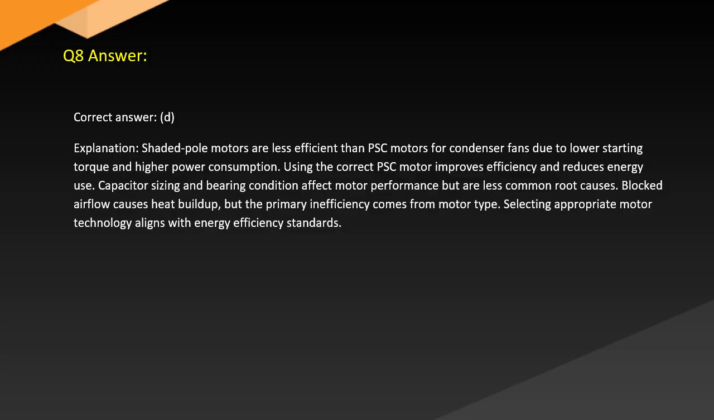Answer. Correct answer: D. Explanation. Shaded pole motors are less efficient than PSC motors for condenser fans due to lower starting torque and higher power consumption. Using the correct PSC motor improves efficiency and reduces energy use. Capacitor sizing and bearing condition affect motor performance but are less common root causes. Blocked airflow causes heat buildup, but the primary inefficiency comes from motor type. Selecting appropriate technology aligns with energy efficiency standards.